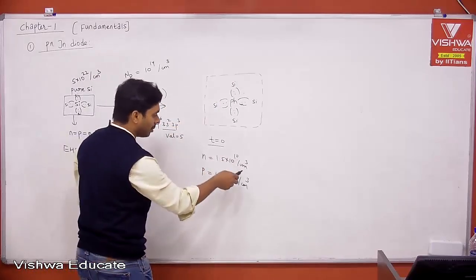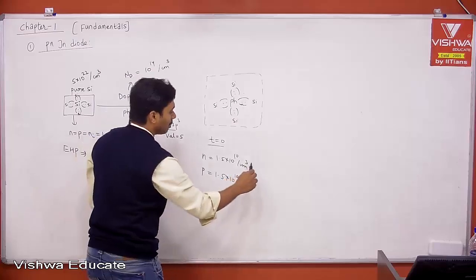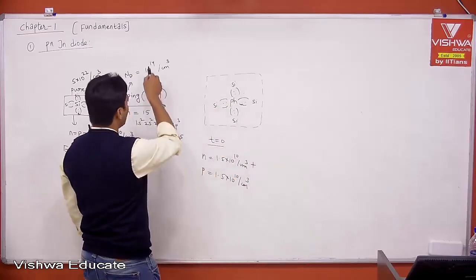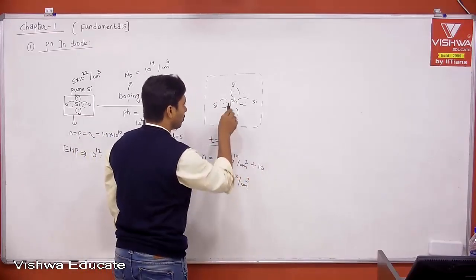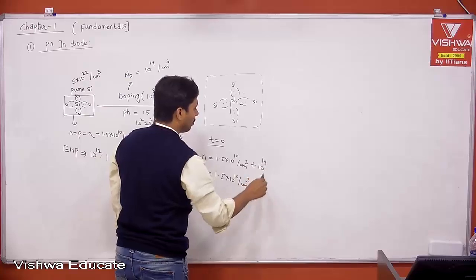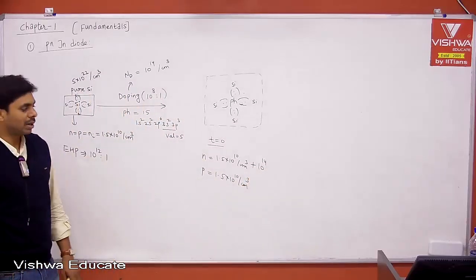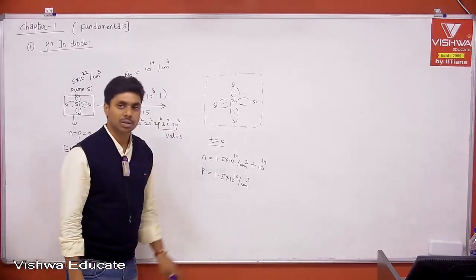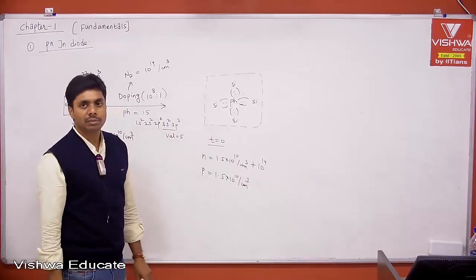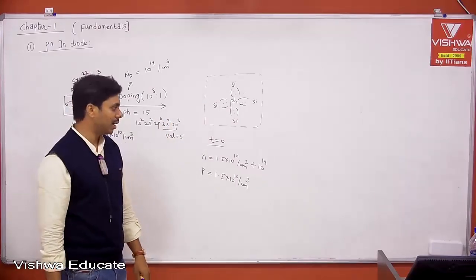Therefore, already per centimeter cube we have these many electrons and these many holes, but we are adding extra how many? 10 to the power of 14, and each phosphorus atom is contributing 1 electron. Therefore, I can say you will get plus 10 to the power of 14, and we are not seeing any holes because we are adding only impurity atoms, where each impurity atom is contributing 1 free electron.